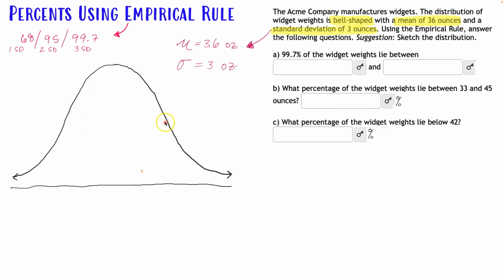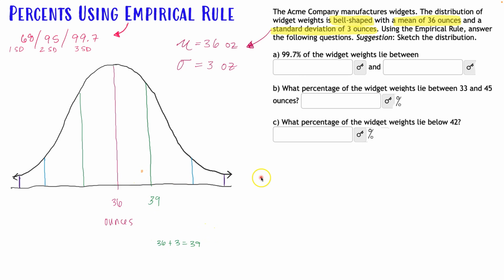Once you have your curve, what goes right in the middle is always going to be your mean. So your mean of 36 ounces will go right in the middle. Then you have your 1 standard deviation, 2 standard deviations, and then 3. So how do you calculate the other numbers? Well, you need to use the standard deviation for that.